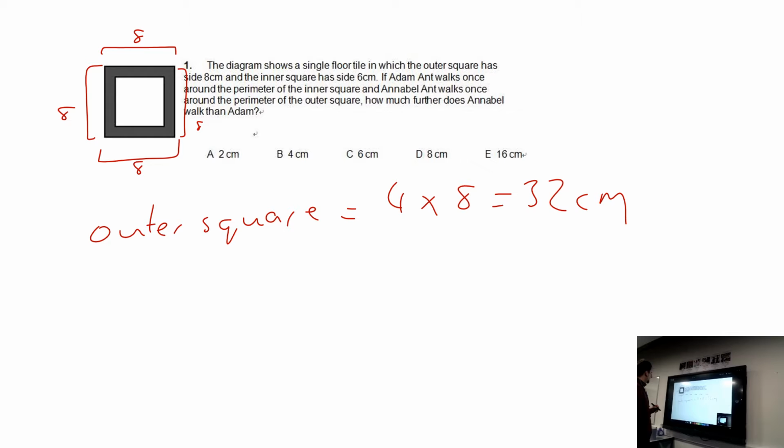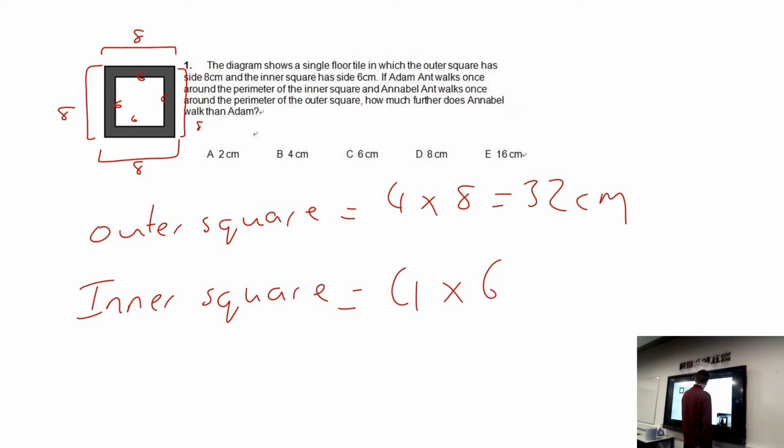Okay, and the inner square is 6. This is 6, this is 6, this is 6. So the inner square perimeter is 4 times 6, so that's 24. So the difference is 8 centimeters.